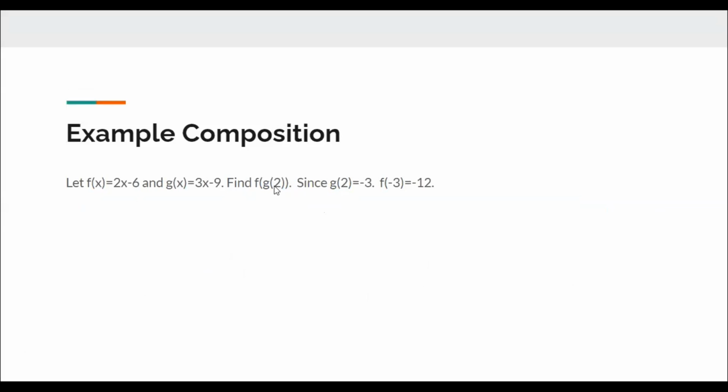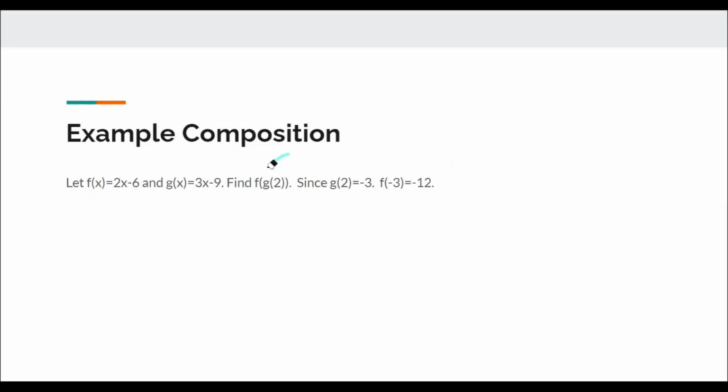So you're trying to find f of g of 2. First, you evaluate g of 2. g of 2 will be 3 times 2 minus 9, which is -3. Now that you have g of 2 equal to -3, you want to find f of -3. And f of -3 will be -3 times 2 minus 6, which is -12. So our answer for f of g of 2 is -12.